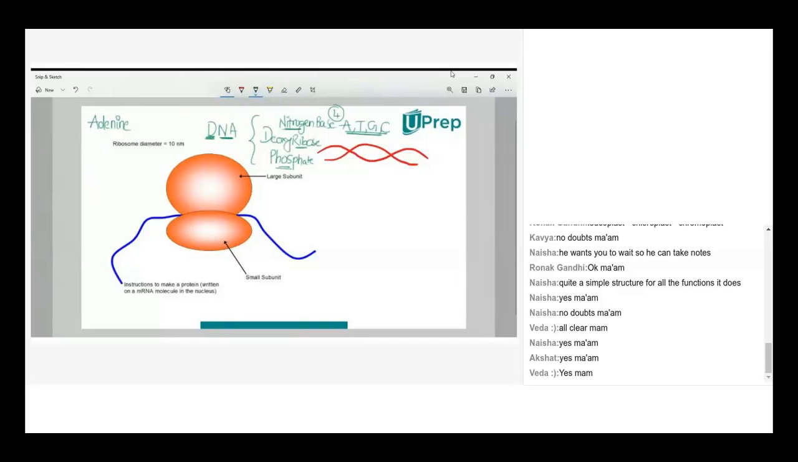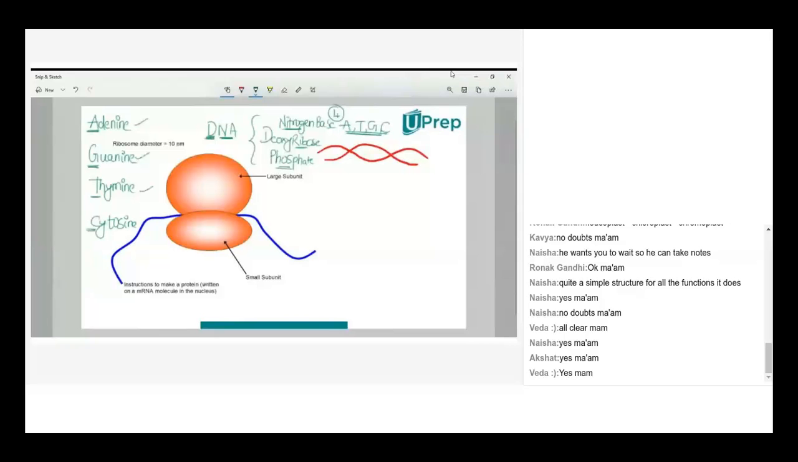These are the special nitrogen bases we'll find only in nucleic acids. A stands for adenine, G stands for guanine, T stands for thymine. Don't confuse this thymine with the B complex thiamine. C stands for cytosine. Adenine, guanine, thymine, cytosine. These are the different bases you will find on DNA. They'll be arranged in different forms. Sometimes A will be there, sometimes G, sometimes T, sometimes C.